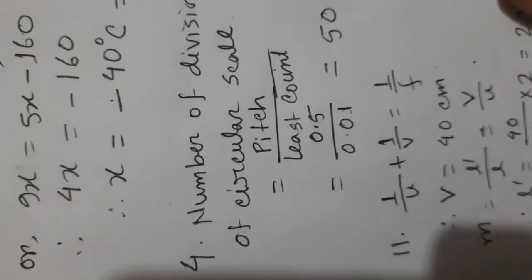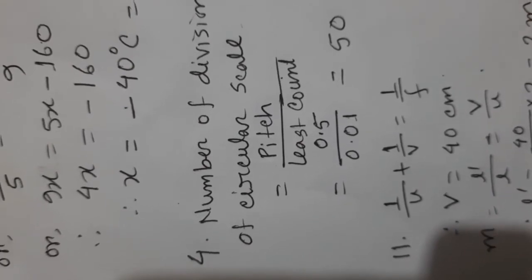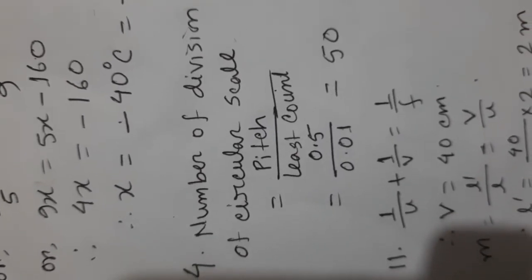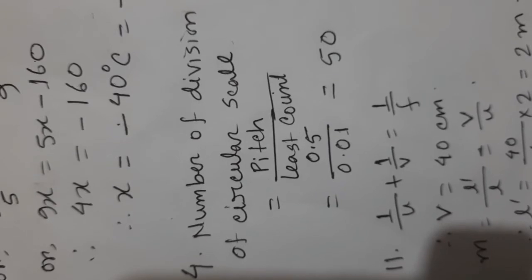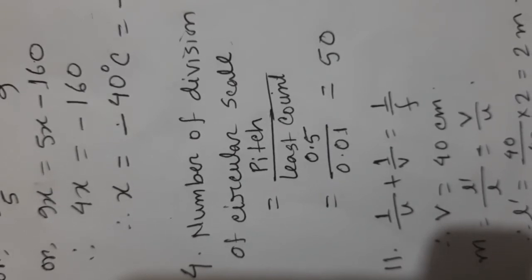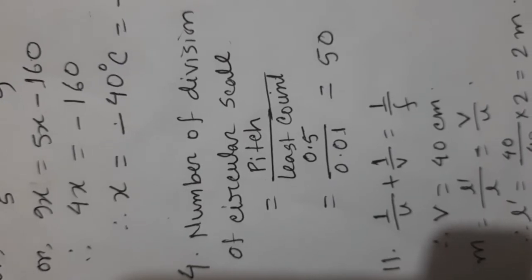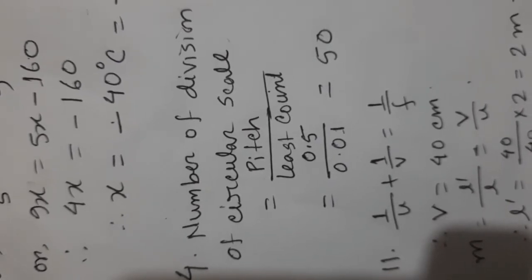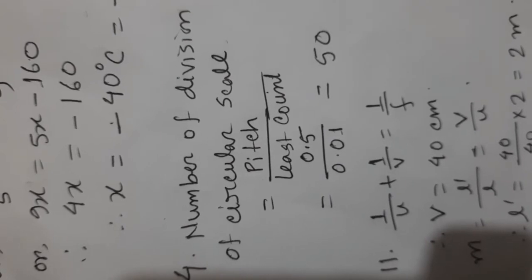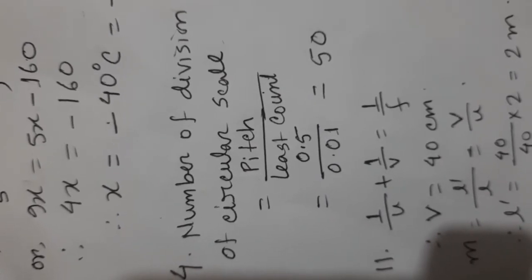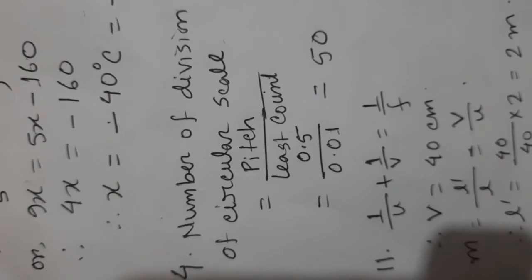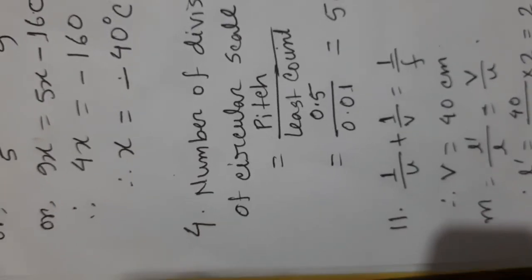Here we know that the number of divisions of the circular scale equals pitch divided by least count. According to the stem, our pitch is 0.5 millimeter and least count is 0.01. So the answer is 50. So the answer is B, 50.